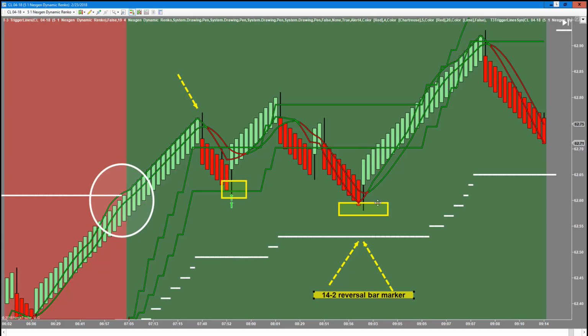This one looks like the wrong side, but it still goes up anyway. So this is where we're going to use two rules in our trading plan to determine getting in a little earlier when they're on the correct side, or getting in a little closer to the 14.2 reversal bar marker if we're on the wrong side.